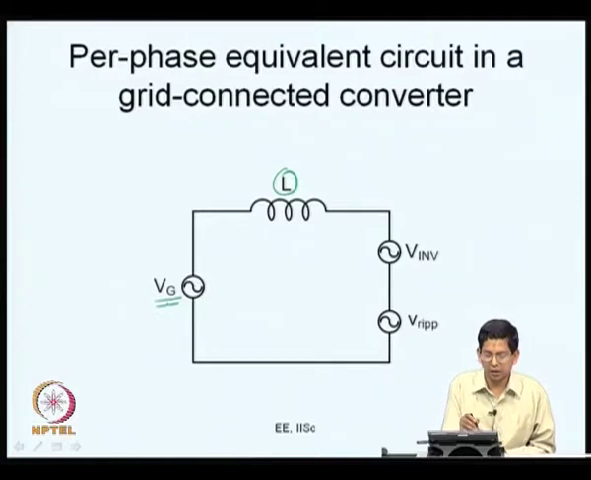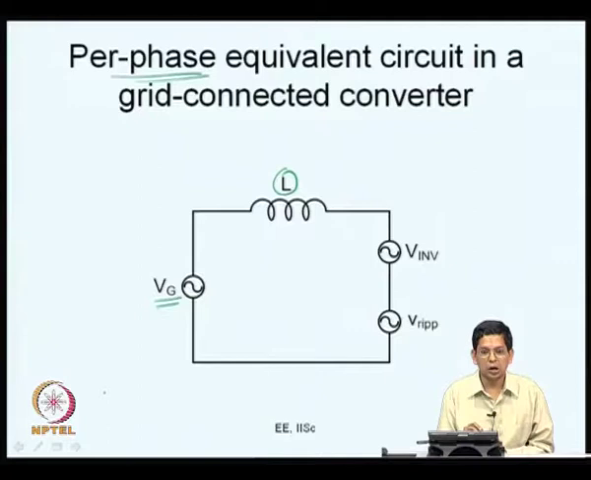Since they are balanced, we can consider a per phase equivalent circuit. So, now this is the sinusoidal voltage. Now, how about the inverter terminal voltage? The inverter terminal voltage has a sinusoidal component, a fundamental component, plus also a lot of harmonics. So, let me say the sinusoidal or fundamental component there, let me give this name V inverter, and all the harmonics added up constitute this V ripple. So, this is sinusoidal and this is the sum of several harmonics and it is non-sinusoidal. This is the per phase equivalent circuit for a grid connected converter now.